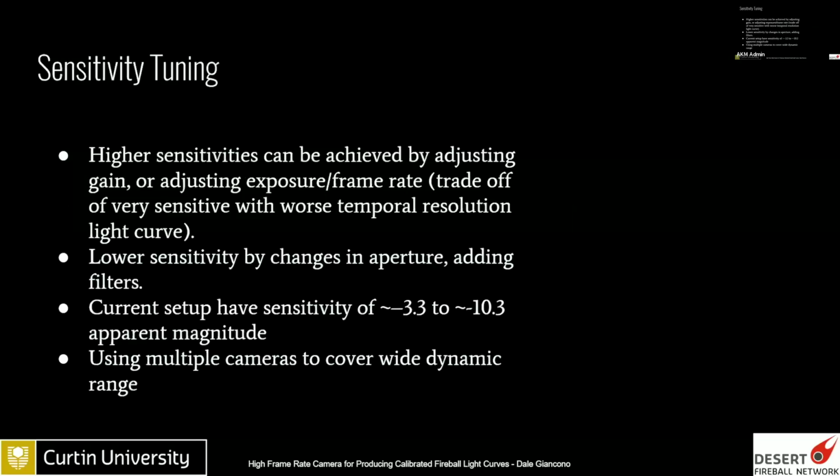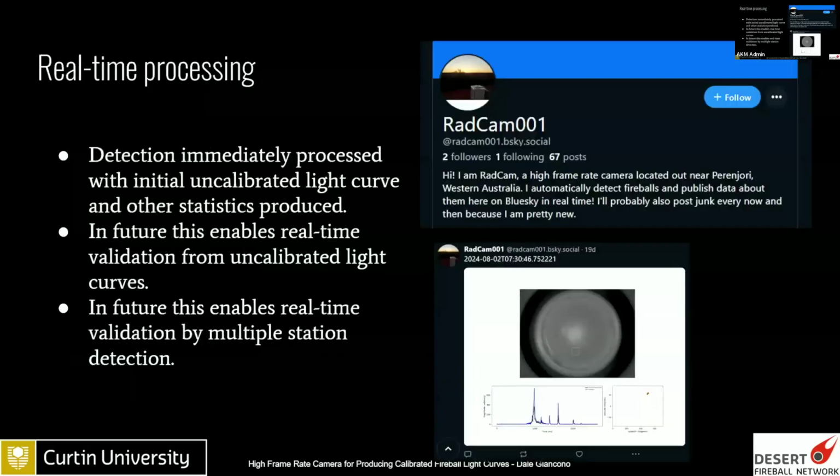Like all video camera systems, we can tune the sensitivity of the system. We can adjust the gain or adjust the exposure and frame rate if we really want to. We can also lower the sensitivity by changing the aperture value in the lens or adding in neutral density filters or color filters. The setup we used for this prototype as a proof of concept has a sensitivity of around minus 3.3 to minus 10.3 apparent magnitude. If we want to achieve a wide dynamic range, we would probably use multiple cameras in the setup.